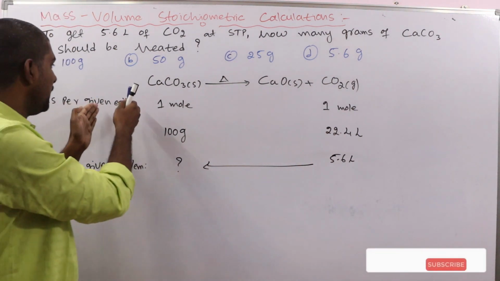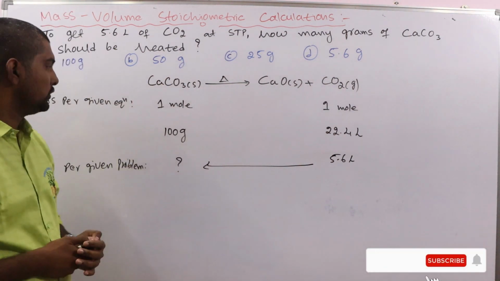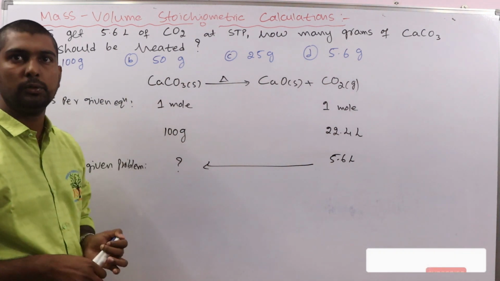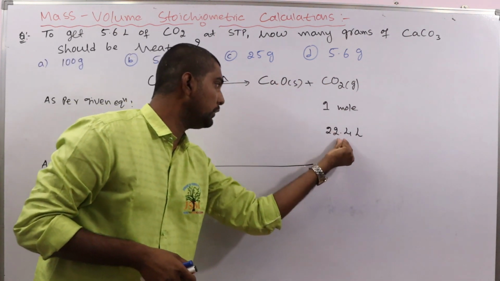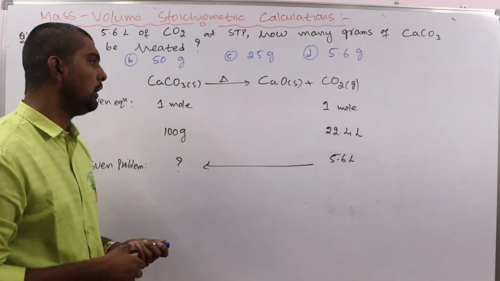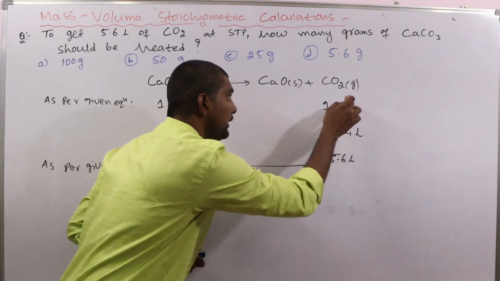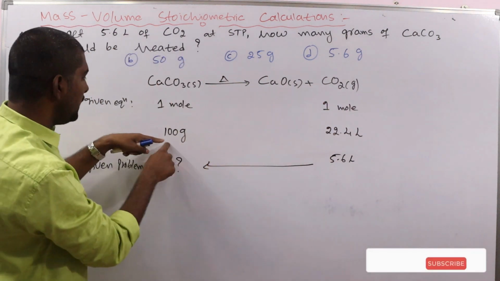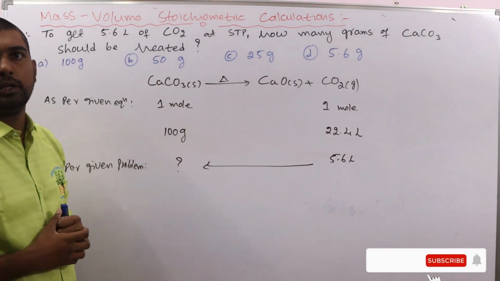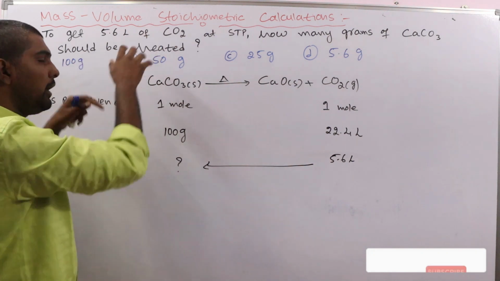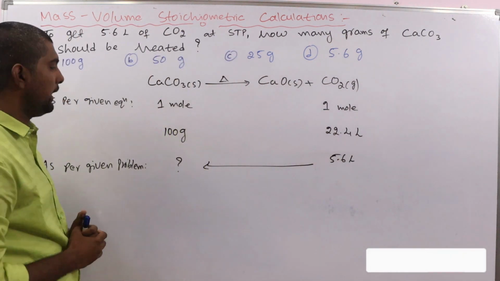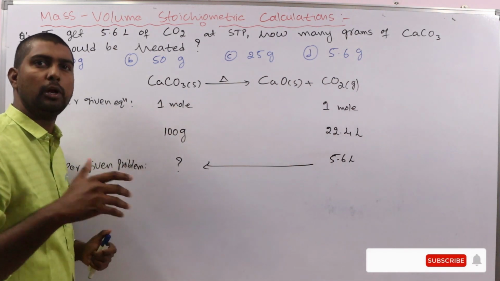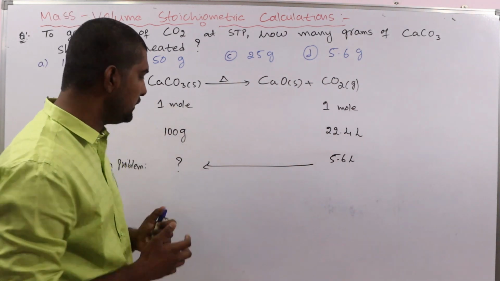This is according to the given equation, the suitable equation. 100 grams of CaCO3 gives 22.4 liter. Or to get 22.4 liter of CO2, we have to heat 100 grams according to the given equation. Now, according to the given problem, to get 5.6 liter of carbon dioxide, how many grams of calcium carbonate should be heated? Very simple.